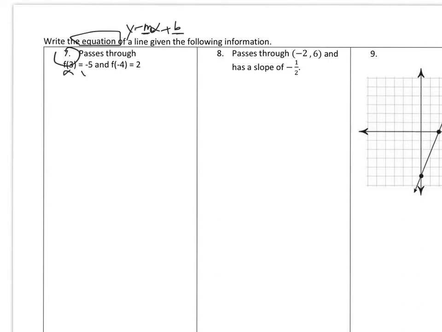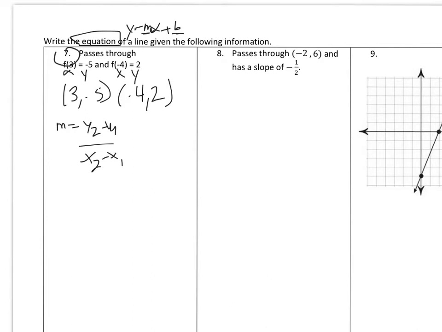The input is x, the output is y. So we have 3 comma negative 5. And we have negative 4 comma 2. Now you can absolutely graph it in order to find the slope, or you can use the slope formula, which is y2 minus y1 over x2 minus x1. Now we just plug in the y values. Well, the y values are 2 and negative 5, so I'm going to go 2 minus a negative 5. And then the x values are negative 4 and 3, so negative 4 minus 3. Let's simplify that out. 2 minus a negative is the same as addition, so it's going to be positive 7.